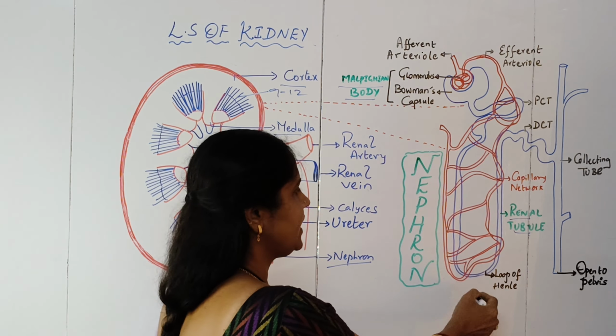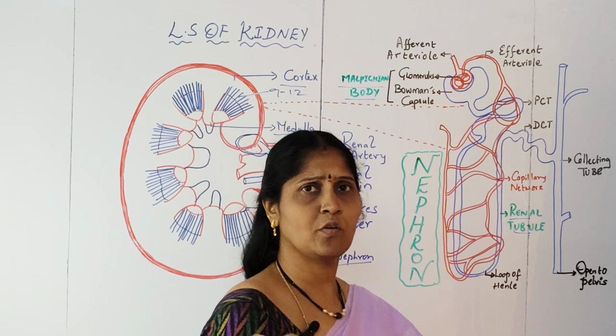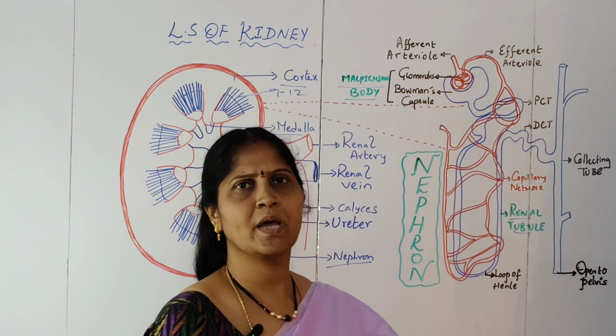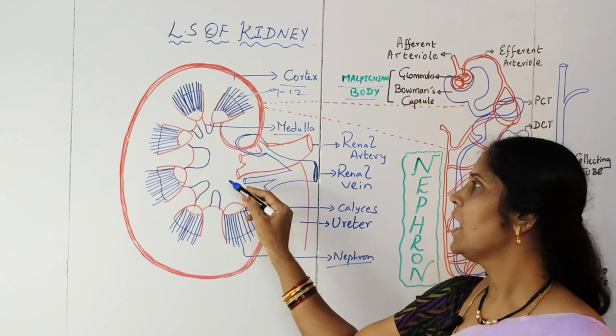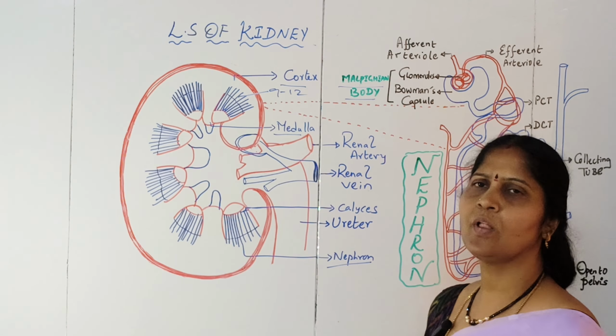This is the descending loop, and this is the ascending loop of Henle, which plays an important role again in the formation of urine. And finally we have what is called the collecting tubule, where the urine that is formed by the nephrons will be collected, and all the collecting tubules of all the nephrons will be opening into the pelvis, from where they will be entering into the ureter, as you remember. So all the nephrons will release the urine, and that will be collected into the pelvis region, from where it enters into the ureter.